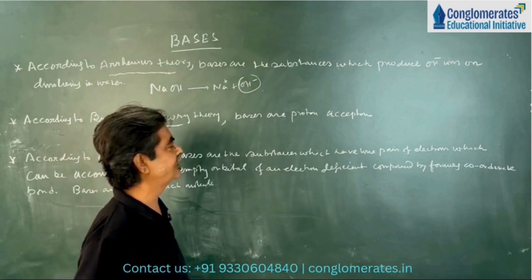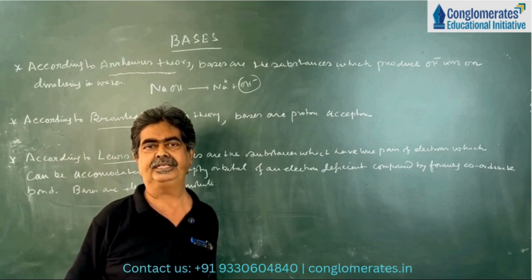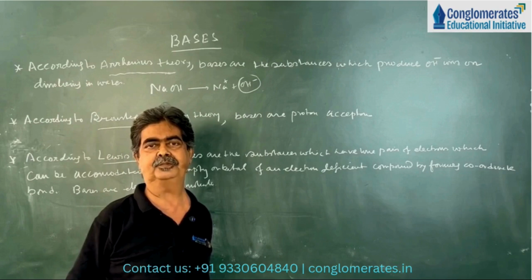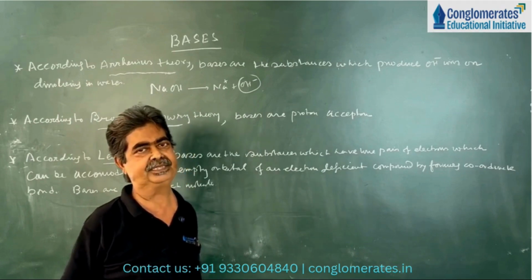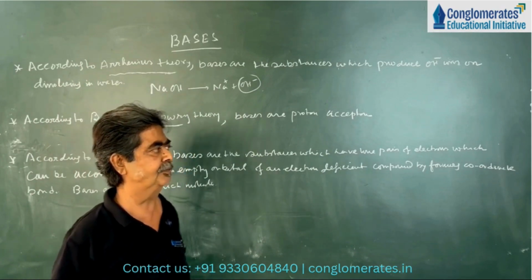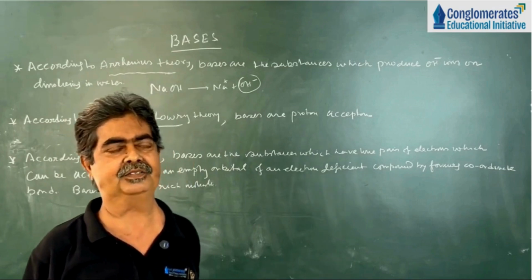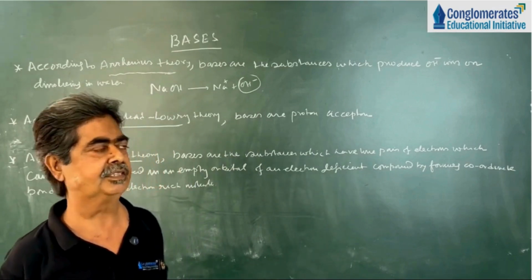I repeat that according to Arrhenius theory, any substance that produces hydroxyl ion when dissolved in water is called a base, like sodium hydroxide, potassium hydroxide, calcium hydroxide, magnesium hydroxide. So many hydroxides produce hydroxyl ion on dissolving in water.